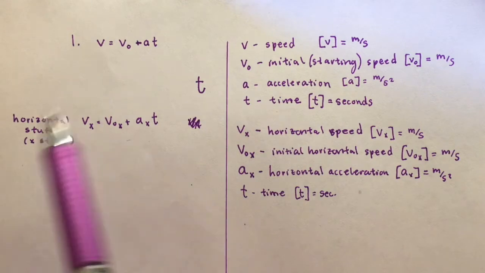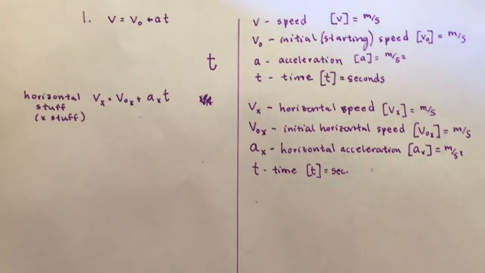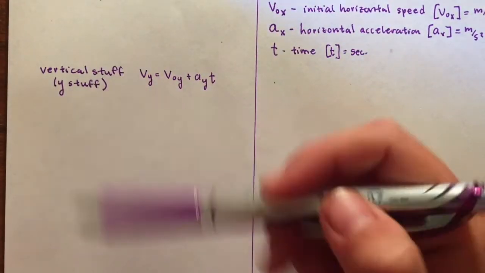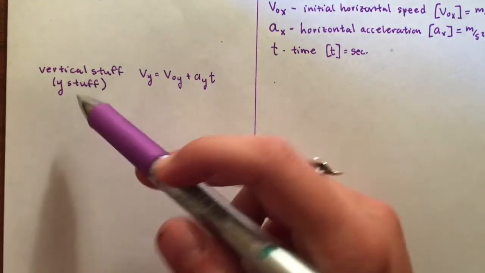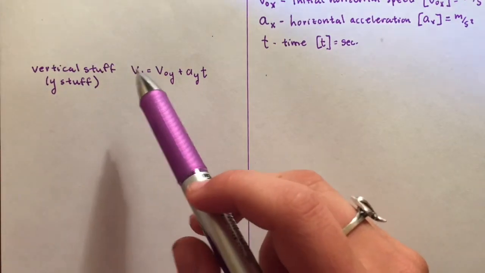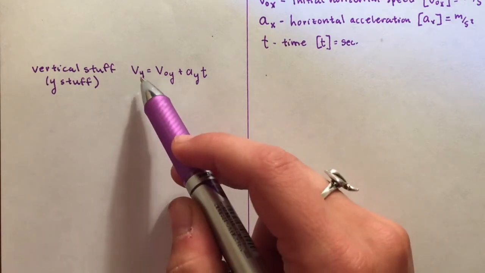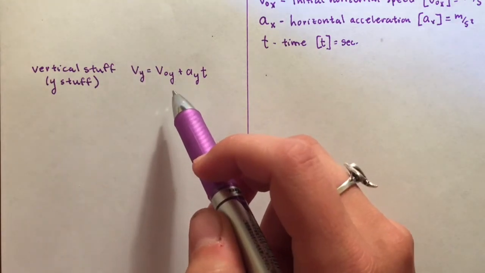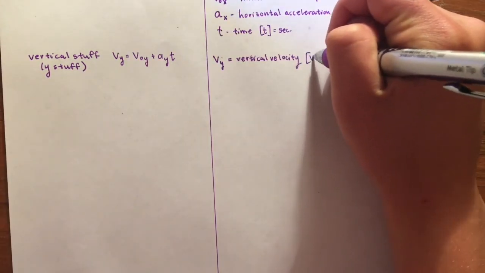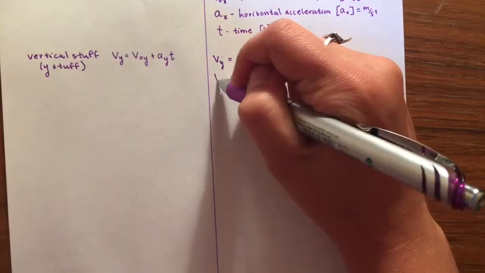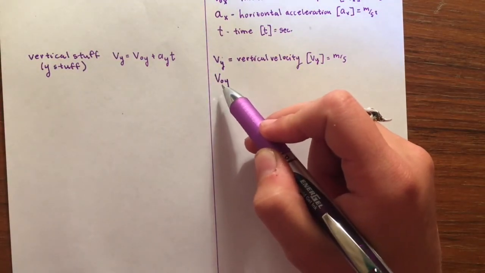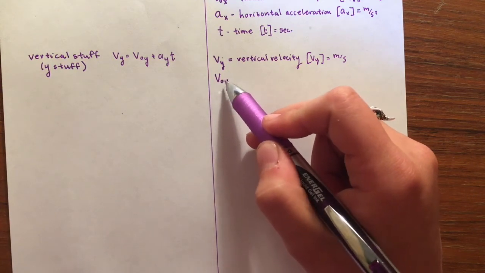All right, and so we've broken it down into horizontal stuff. Let's talk about vertical stuff. When we're talking about vertical stuff, or up and down stuff, we represent that with the letter y. So think vertical stuff. Again, our variables didn't change too much, but instead of an x subscript, we added a y subscript. V sub y is vertical velocity. The units are still meters per second. V not y. Remember, v is speed, not is initial, and y is vertical.